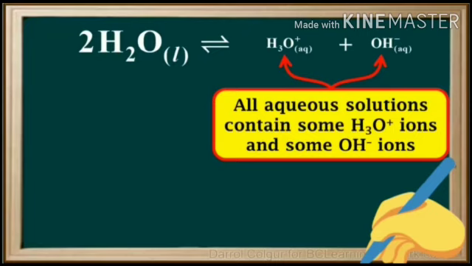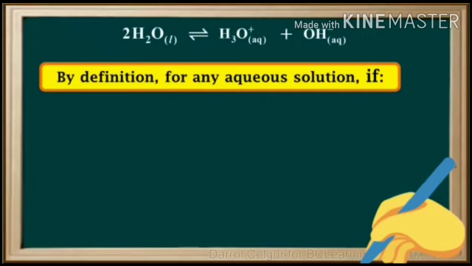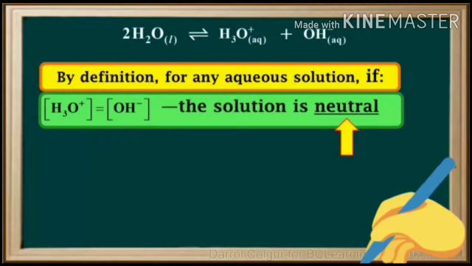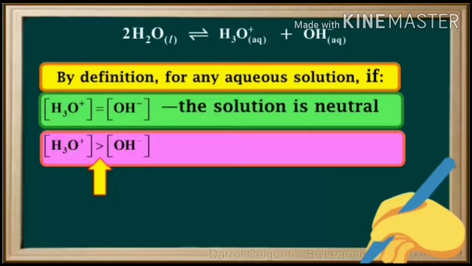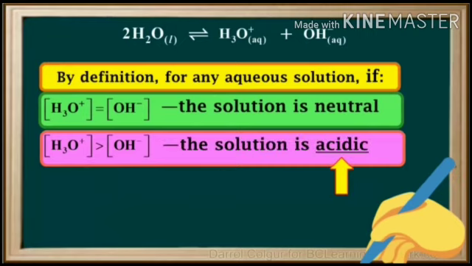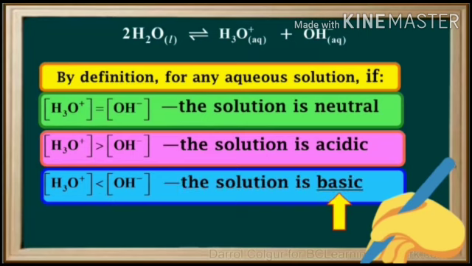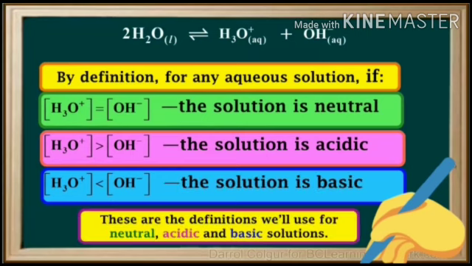By definition, for any aqueous solution, if H3O plus is equal to OH minus, the solution is neutral. If the concentration of H3O plus is greater than OH minus, the solution is acidic. If the concentration of H3O plus is less than OH minus, the solution is basic. So depending upon the concentration of H3O plus and OH minus, we can define whether the solution is neutral, acidic or basic.